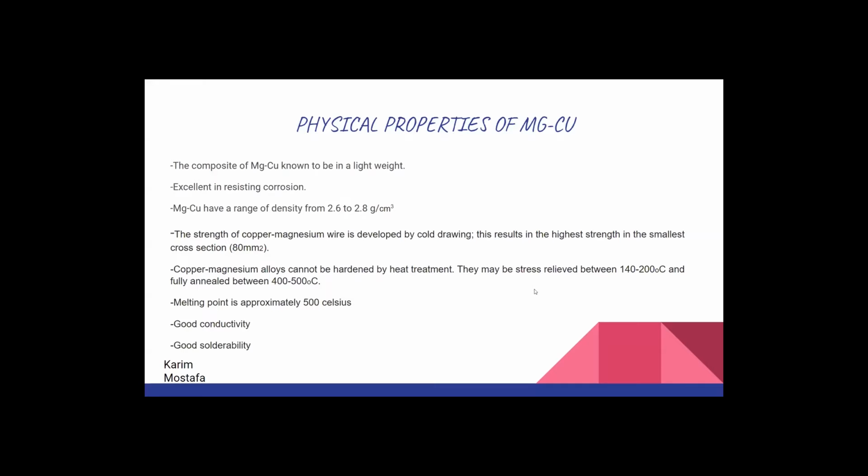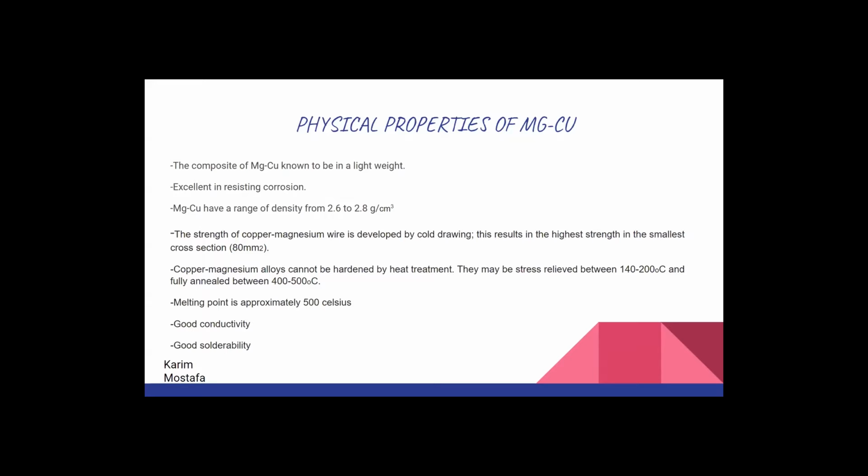Physical properties of MgCu. The composite of MgCu is known to be lightweight. It is excellent in resisting corrosion. MgCu has a range of density from 2.6 to 2.8 gram per centimeter cubed. The strength of copper magnesium wire is developed by cold drawing. This results in the highest strength in the smallest cross-section, which is 80 millimeter squared.